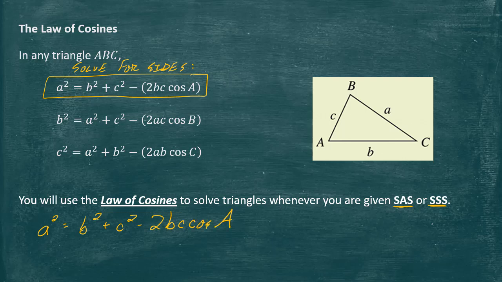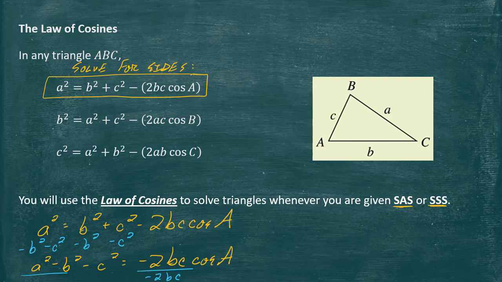What I would be able to move are the two squared sides, so b squared and c squared. I could just subtract those over to the other side. That then would give me a new expression, a squared minus b squared minus c squared, being equal to this negative 2bc cosine of A. So to continue trying to get A by itself, I would go ahead and divide that negative 2bc over.